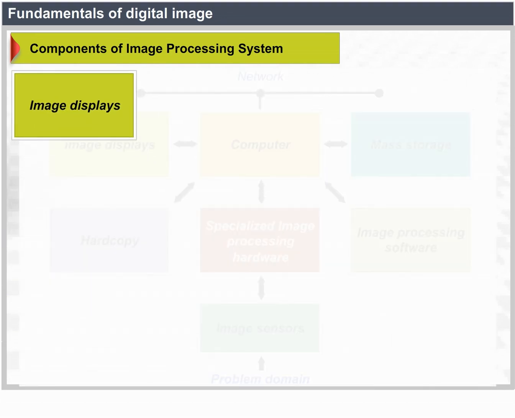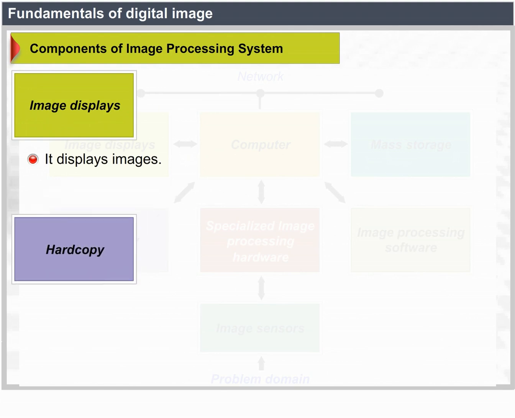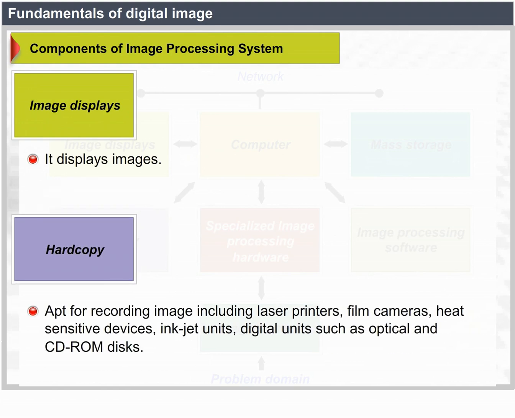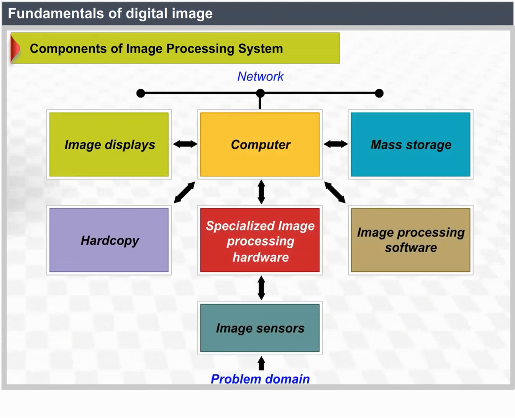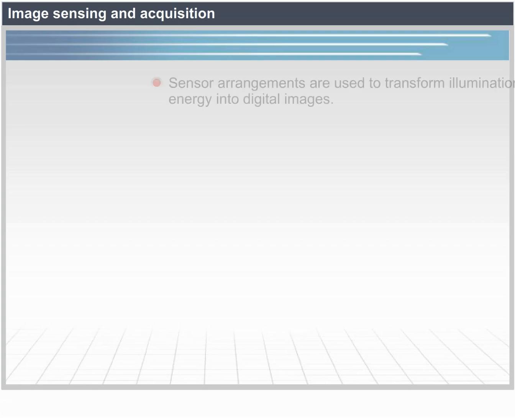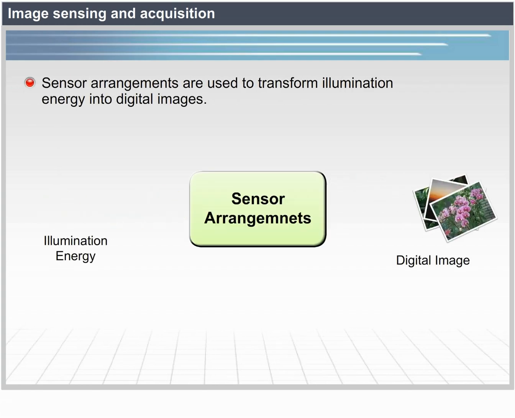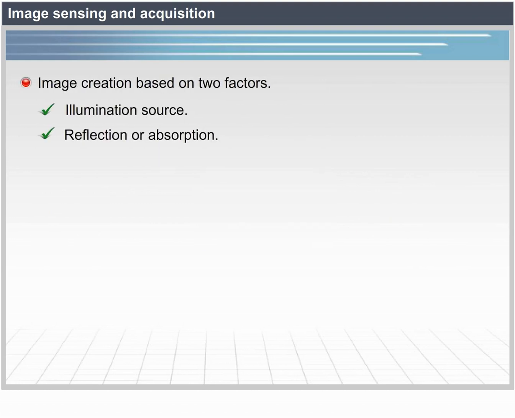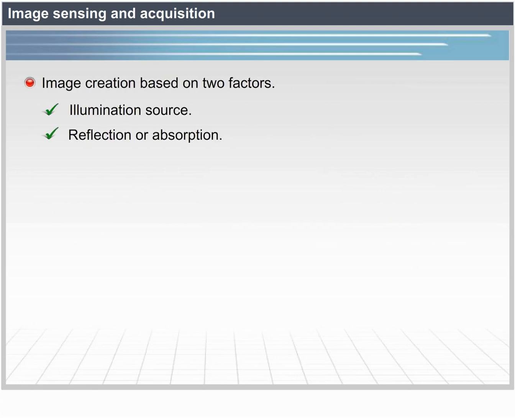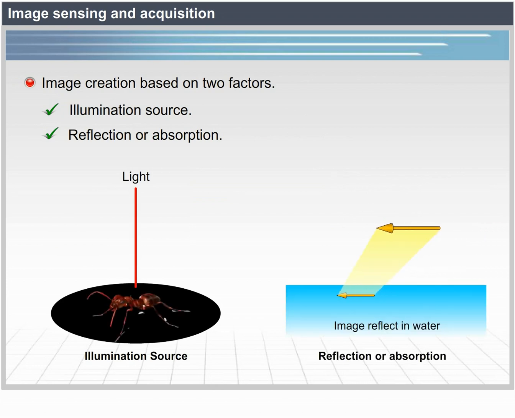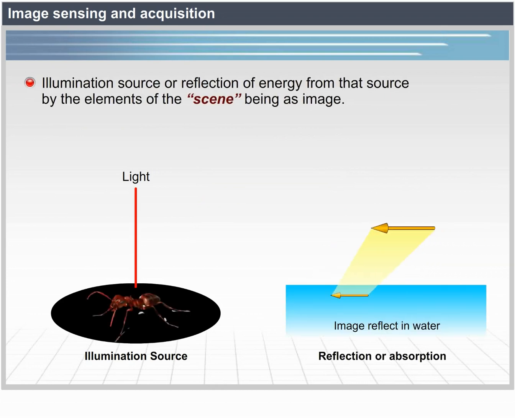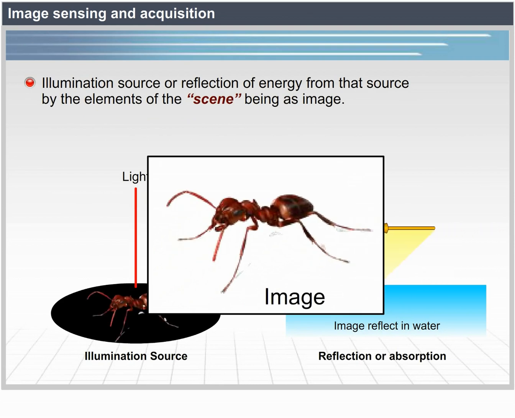Image display. It displays images. Hard copy devices used for recording images include laser printers, film cameras, heat-sensitive devices, inkjet units, digital units such as optical and CD-ROM disks. Image sensing and acquisition. Sensor arrangements are used to transform illumination energy into digital images. Image creation is based on two factors: illumination source, reflection or absorption. Illumination source or reflection of energy from that source by the elements of the scene being imaged.